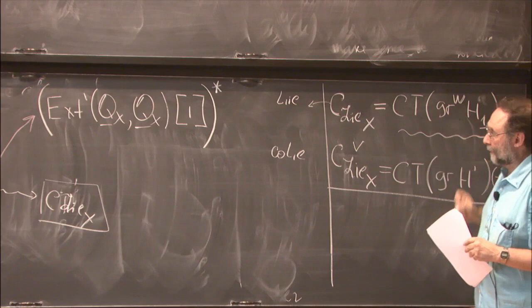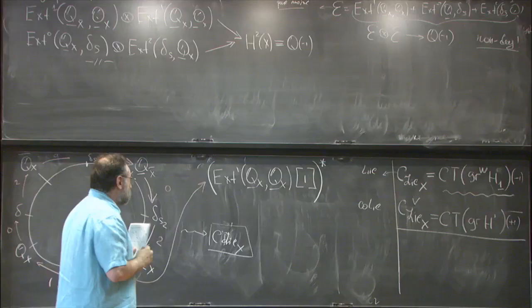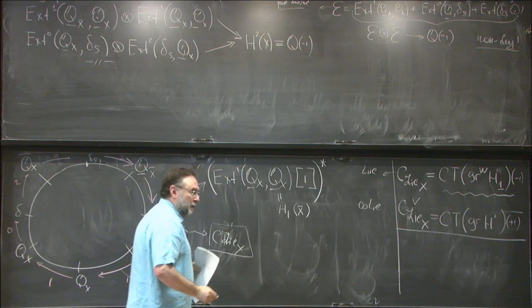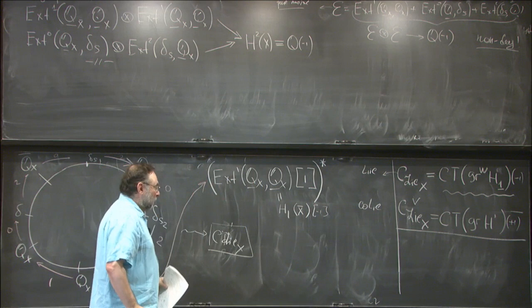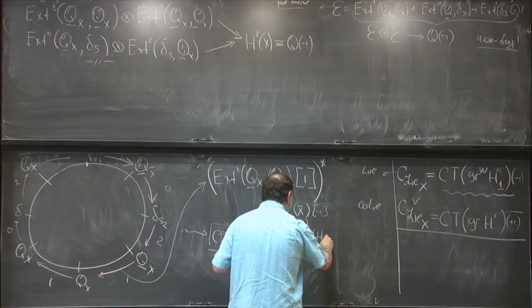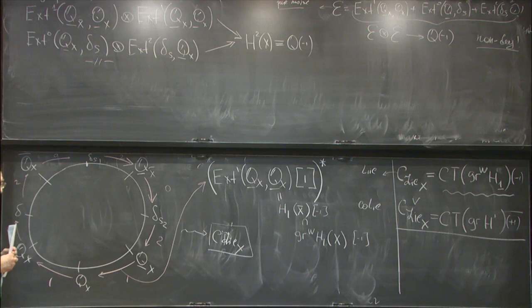And if you take, for example, this guy, it lives, it means that you can call it H1 of X bar. It's the same thing, right? Shifted to the right by minus 1, okay? So H1 sits in Gr W of H1 of X. And I shift everything by minus 1. So don't forget this. This is a homological shift, not a Tate twist. OK? Is that all right now?